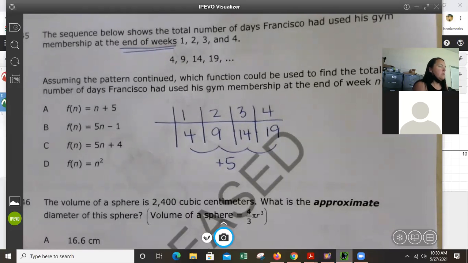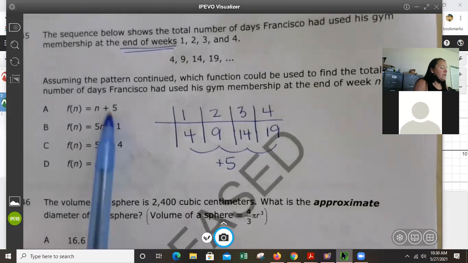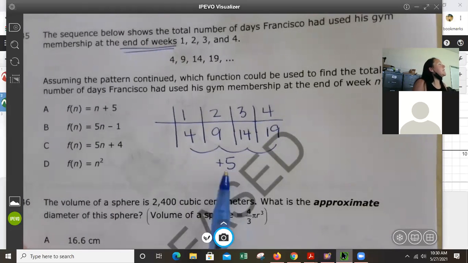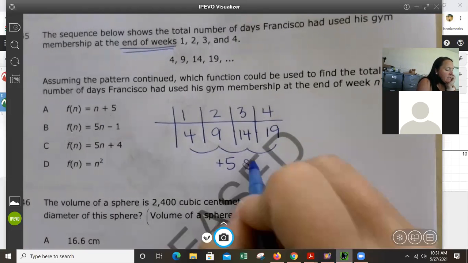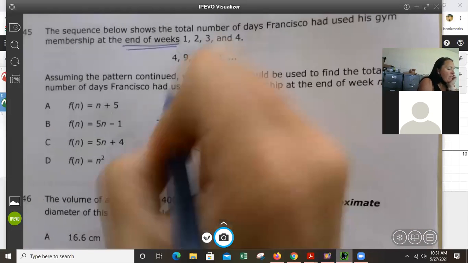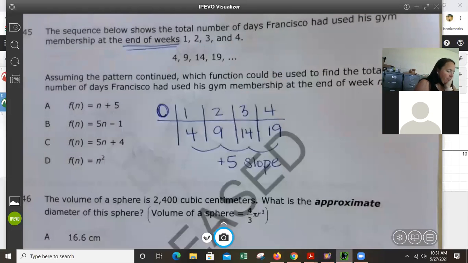Okay. But it's not plus 5 on the end. Remember, this is our change. That means it's going to be linear. If it's multiplied, it's exponential. So this is what? What do I do? What else do I need? This is actually your slope. And then we got to find where we started. How do I find that?